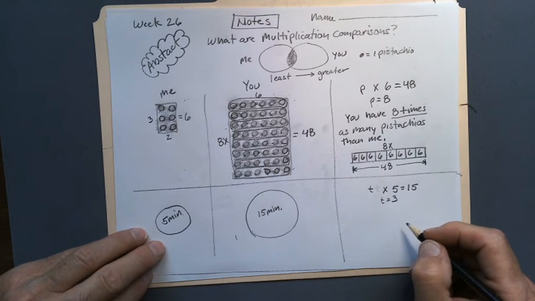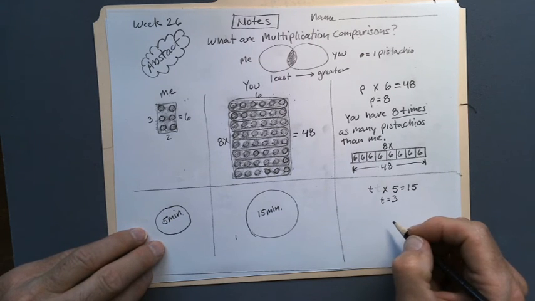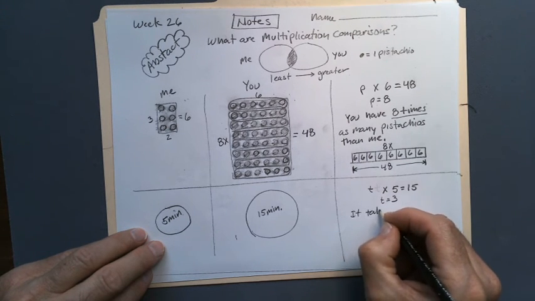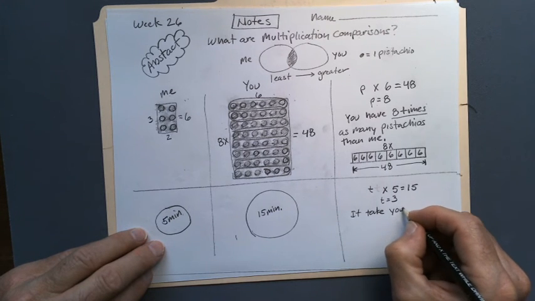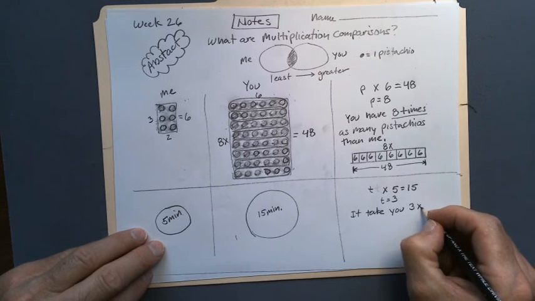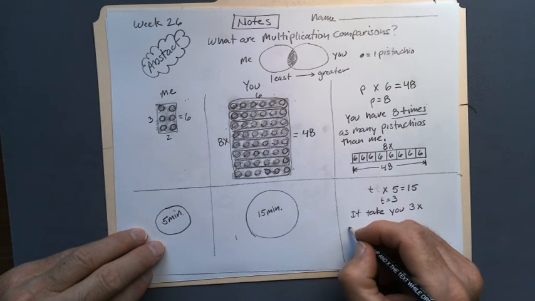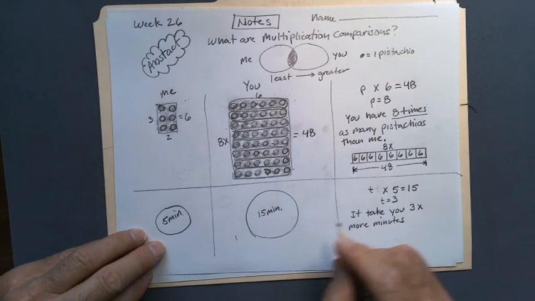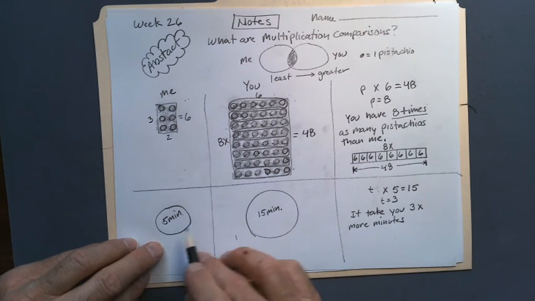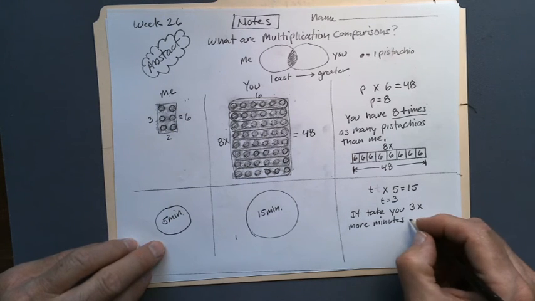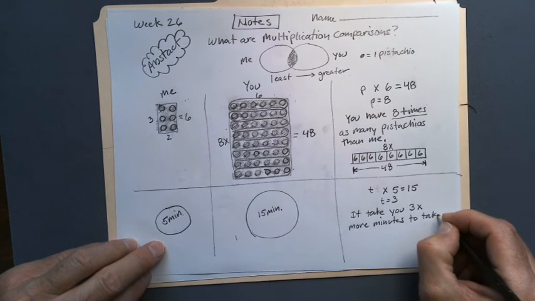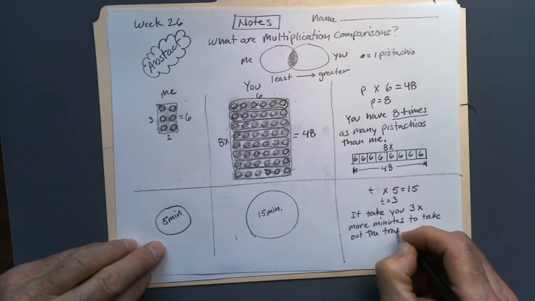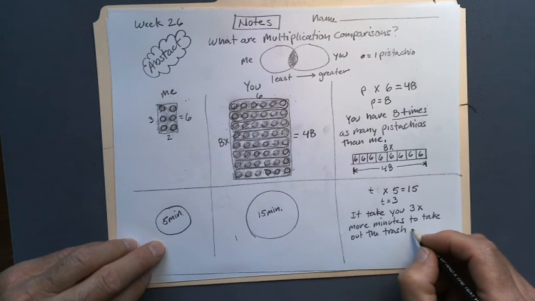So we would say, it takes you 3 times, I'm going to use the symbol this time, more minutes, right? Because you're taking longer. This is more minutes than what I can do it in, to take out the trash. Than me.